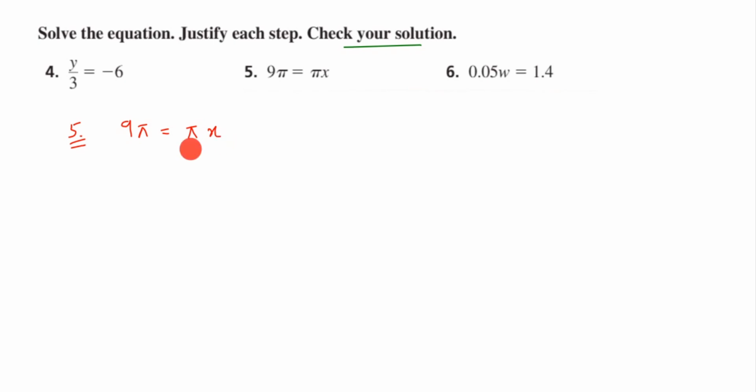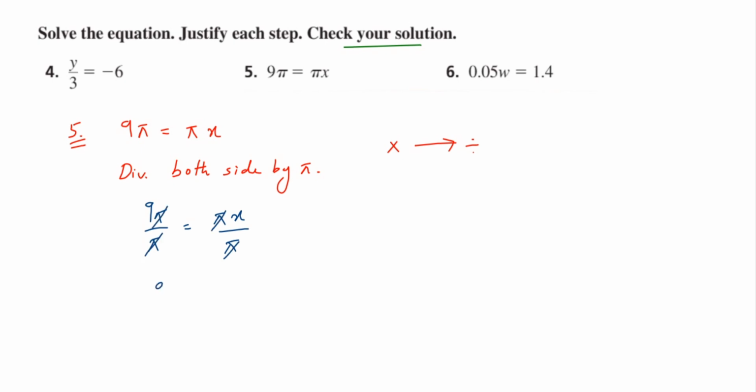This means we have to eliminate pi from the right side of the equation. This is pi times x, so you're multiplying. Multiplication's inverse operation is division, therefore we will divide both sides of the equation by pi. So 9 pi divided by pi equals pi x divided by pi. On both sides, the pi will get cancelled because we have pi in the numerator and denominator. So we cancel them and get 9 equals x.